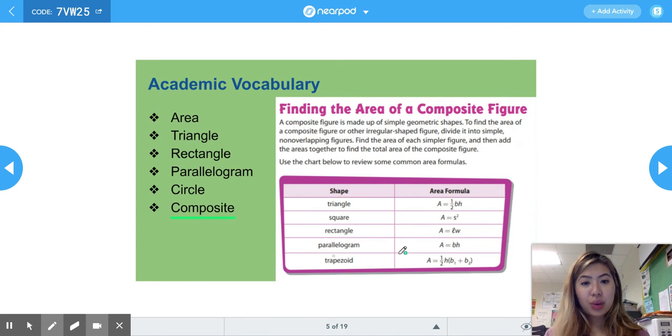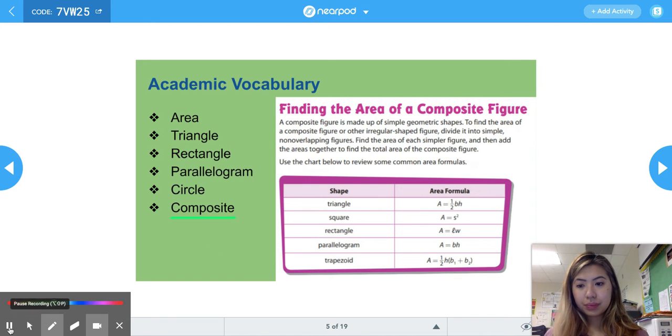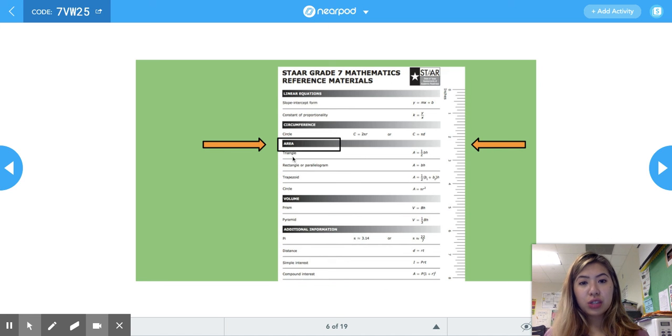And so this chart right here reviews some of the common area formulas. For a triangle, it's half times base times height. For a square, it's side length to the power of 2, or side length squared. For a rectangle, it's length times width or base times height. Same thing for a parallelogram. For a trapezoid, it's half times height times base 1 plus base 2. The STAAR reference materials also give us the area formulas for the different shapes.